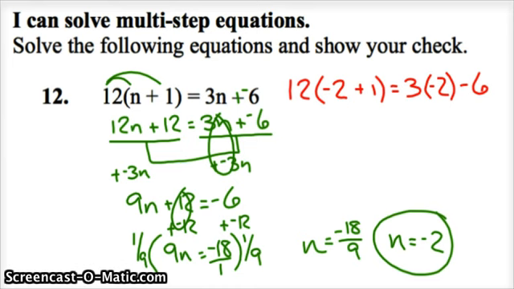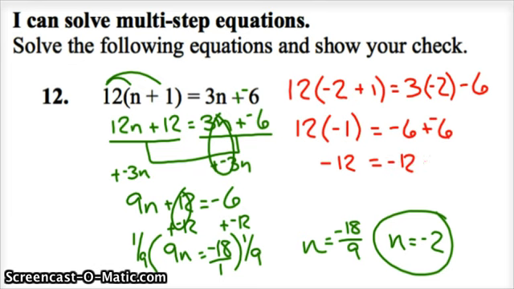Parentheses first. Negative 2 plus 1 is negative 1, equals 3 times the negative 2 is negative 6, minus 6, or plus the negative 6. 12 times negative 1 is negative 12. Negative 6 plus the negative 6 is also negative 12, so that checks.